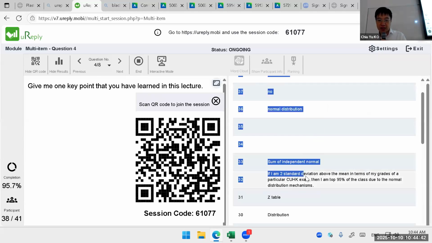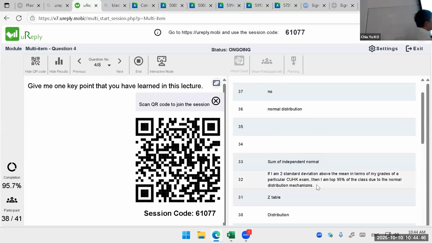Yes, if you're two SD above, in a normal distribution it's actually not 95, it's 97.5, because 95 is in the middle, right? So 2.5 at both ends. So it's 97.5, but more or less it's right. I mean, at least top 95%, right? So if you're 2SD, then you're pretty safe, right?